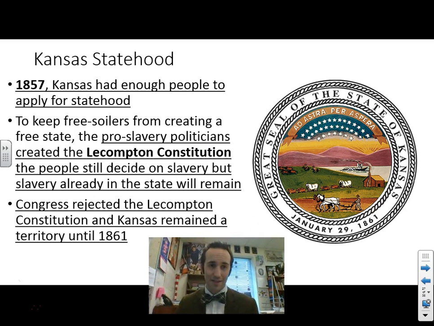Eventually, by 1857 they have enough people to officially apply for statehood. The anti-slavery Free Soilers wanted a free state, and the pro-slavery people wanted their own state. So the pro-slavery people write up their own constitution, the Lecompton Constitution, named for the city where they wrote it. They wanted to keep their slavery, so they submit it to Congress. Congress rejects this constitution, and Kansas stays in limbo until the war starts. When the war starts, now that the North is in charge, the North makes it a free state in 1861.